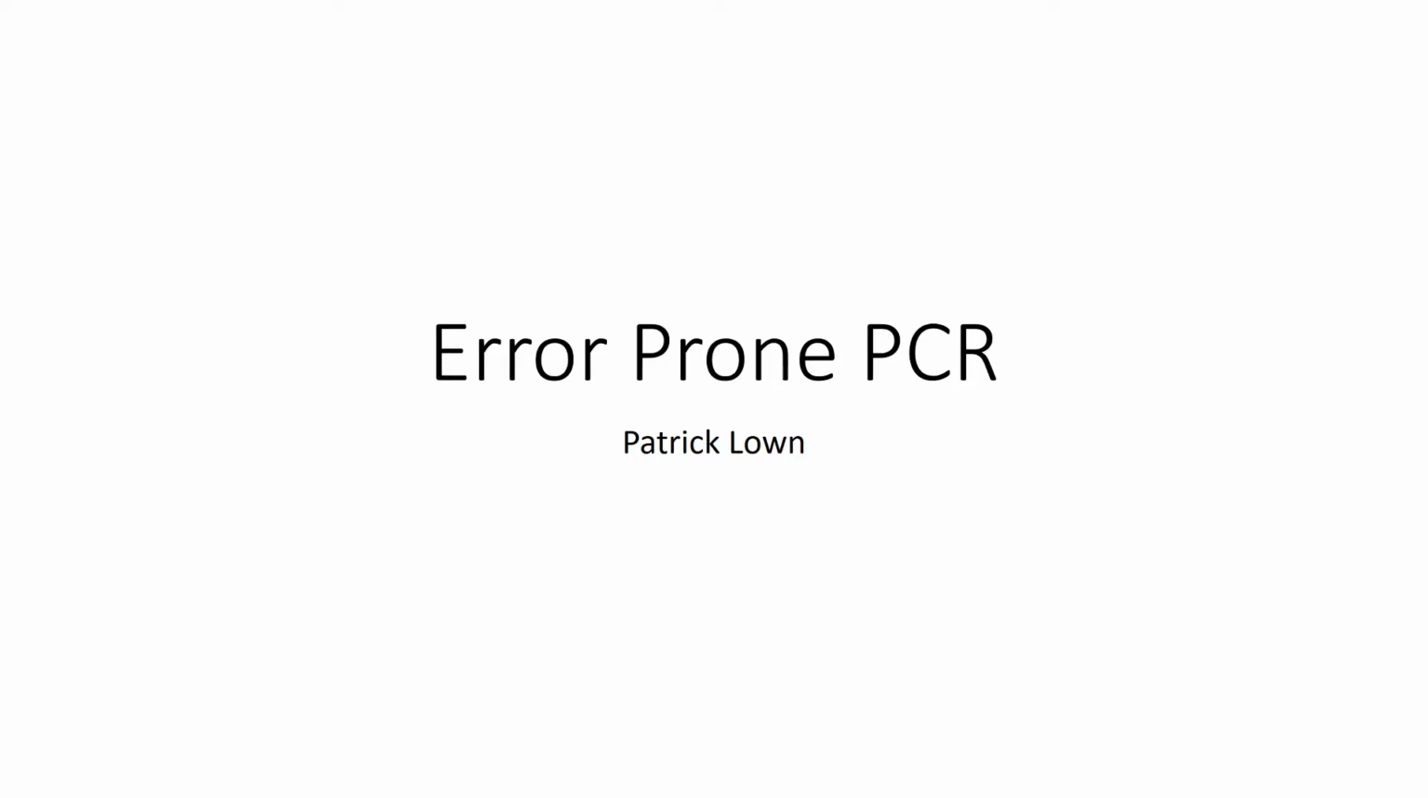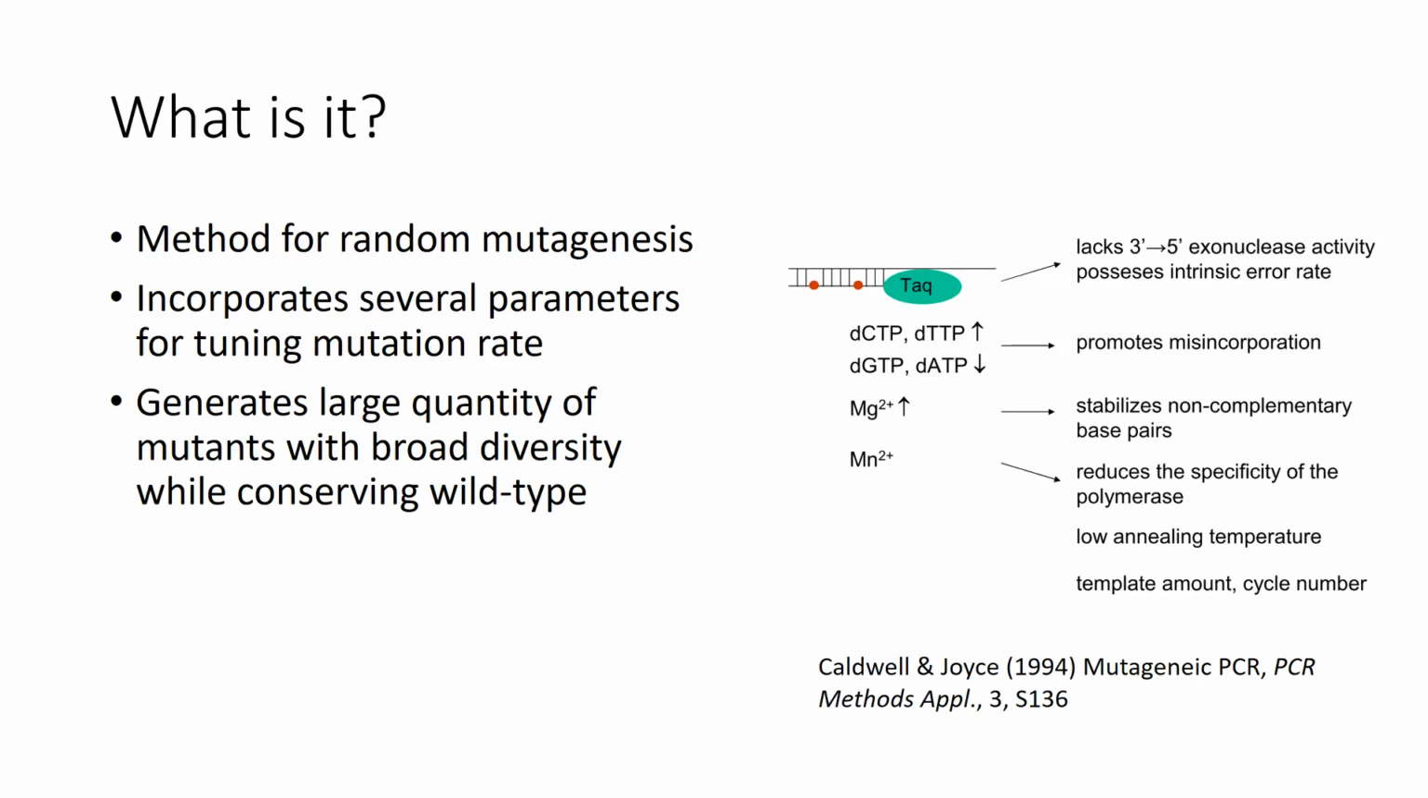Hi everyone. I'm going to be talking about error-prone PCR, what we've previously learned, and some of the strengths and weaknesses associated with it compared to other methods of library design. So error-prone PCR is a method for random mutagenesis.